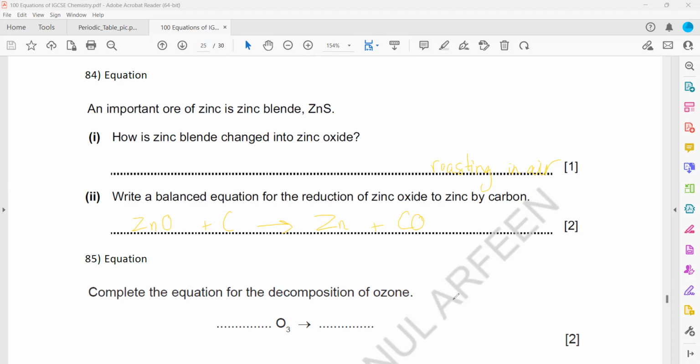Complete the equation for the decomposition of ozone. Ozone decomposes into oxygen, O2. Then you have to balance this equation. How can you balance this equation? Only one reactant and one product. So 2 ozone molecules give 3 oxygen molecules.